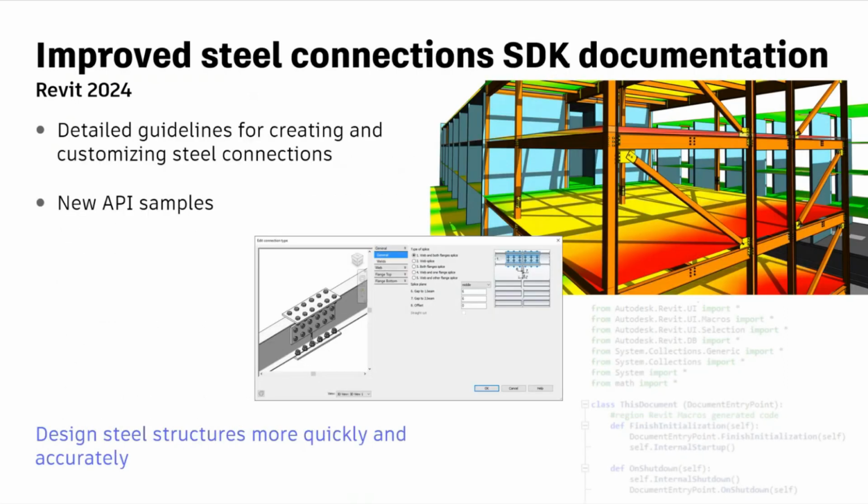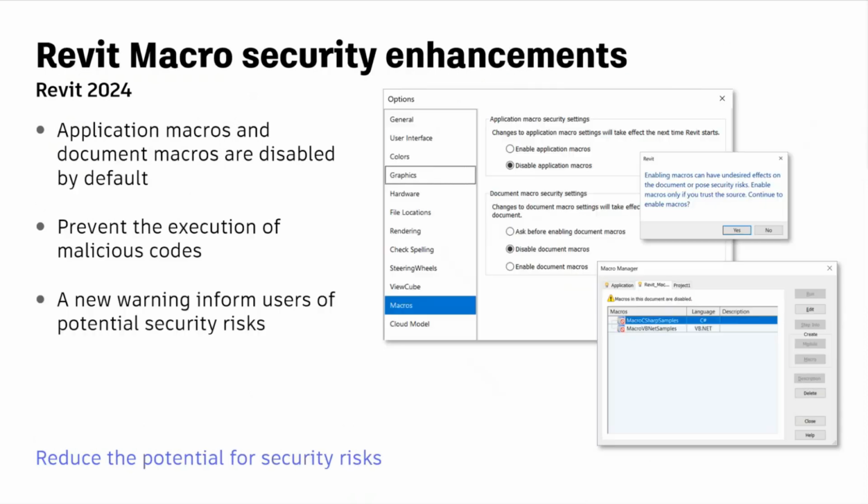The Revit 2024 API documentation contains detailed guidelines for expanding the steel connection functionalities, as well as some new API samples. And we have application macros and document macros. They're now disabled by default if you open up a Revit file from someone else, and it gives you a warning about macros. This will help you avoid malicious code being run silently in the background. So there's actually a new warning here when enabling macros to inform users of any potential security risk.